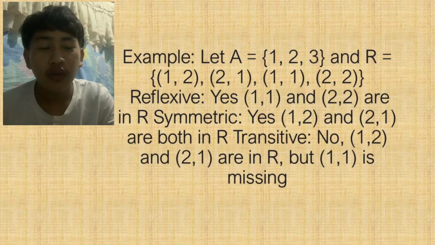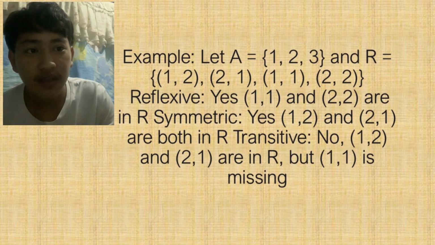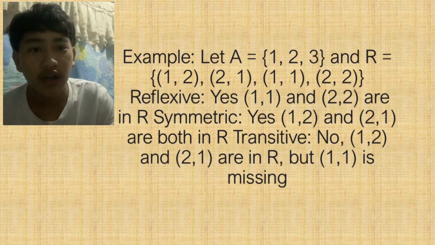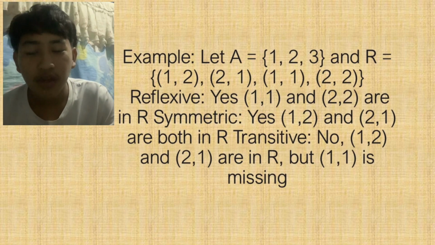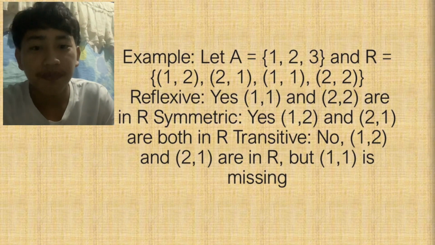Example: let A be {1, 2, 3} and R equal {(1, 2), (2, 1), (1, 1), (2, 2)}. Reflexive? Yes, (1, 1) and (2, 2) are in R. Symmetric? Yes, (1, 2) and (2, 1) are both in R. Transitive? No, because (1, 2) and (2, 1) are in R but (1, 1) is missing, so you can add (1, 1) to make it yes. Correct answer.